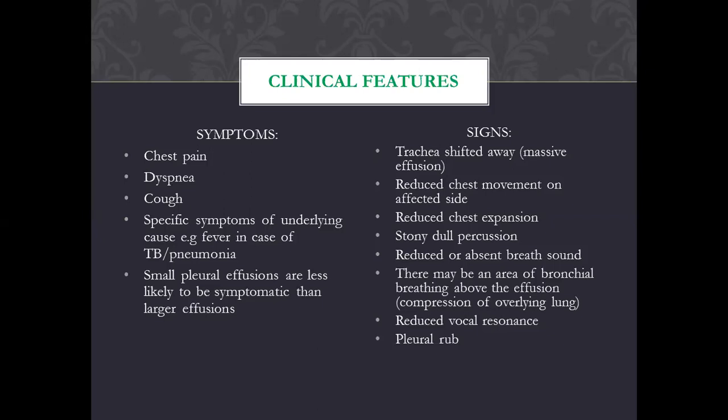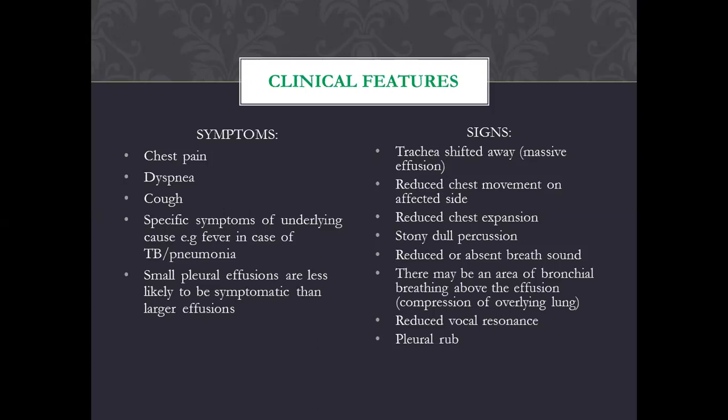Clinical signs, when we examine the patient: the examination of the chest will show a shifting of the trachea towards the opposite side of the pleural effusion, and it occurs in case of massive effusion. There are definitely reduced chest movements on the affected side, reduced overall chest expansion. Percussion shows a stony dull note, and there are reduced or absent breath sounds on the affected side where the pleural effusion is present. There may be an area of bronchial breathing above the effusion due to compression of the overlying lung.